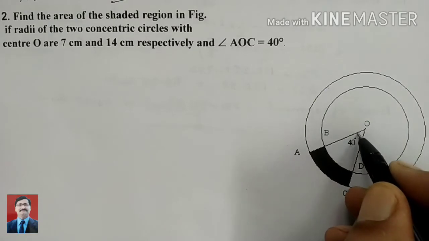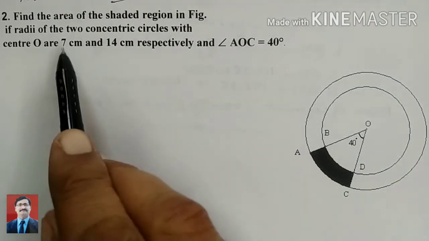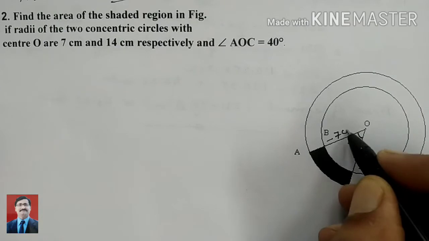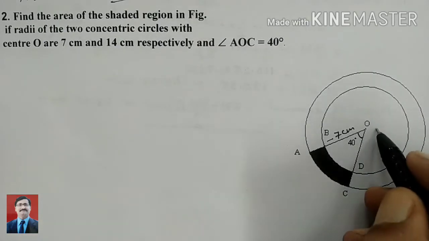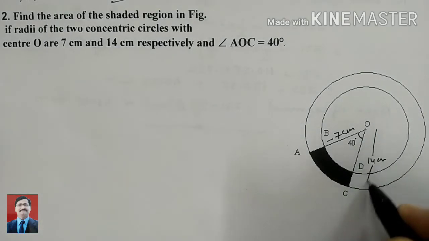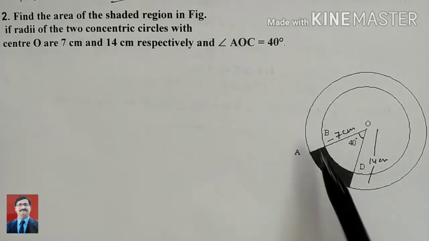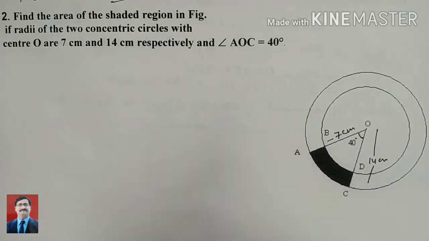This angle is 40 degrees, the inner radius is 7 centimeter and the outer radius is 14 centimeter. This is given in the question and we have to find the area of the shaded region. This portion is the shaded region.